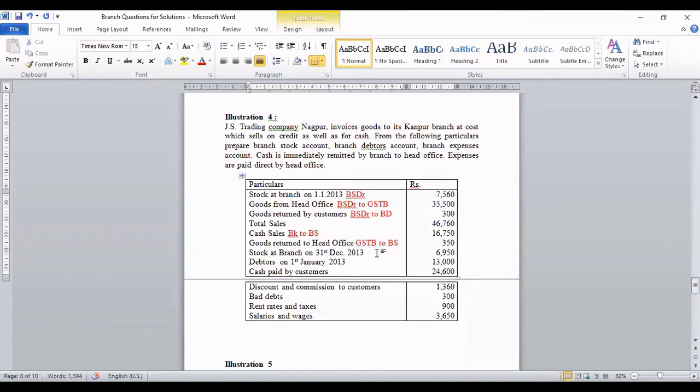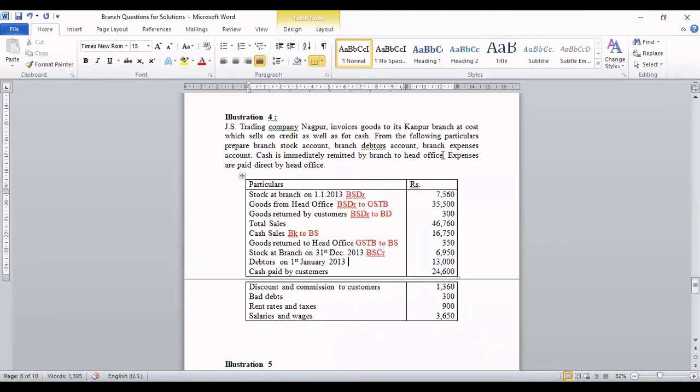Next, stock at branch on 31st December 2000. This is what? This is your closing stock. So branch stock credit side, correct? Yes, balance carried down. Yes, continue.